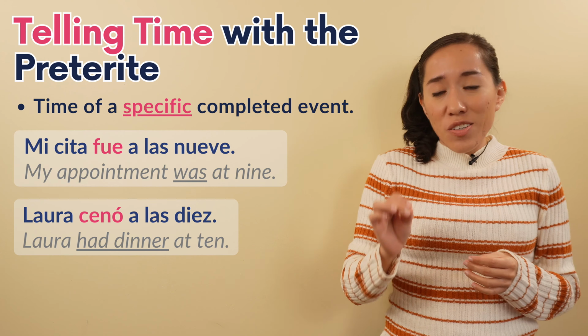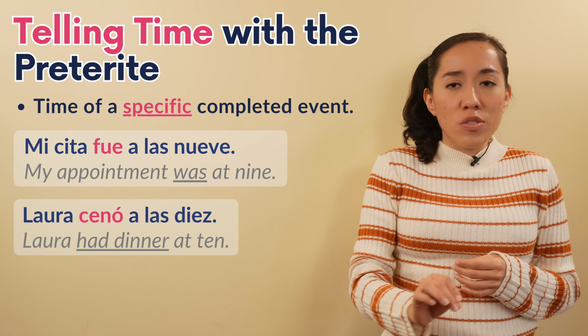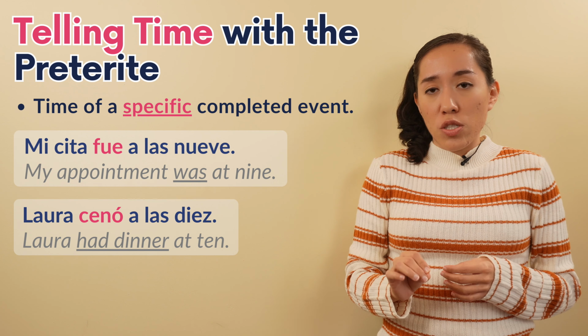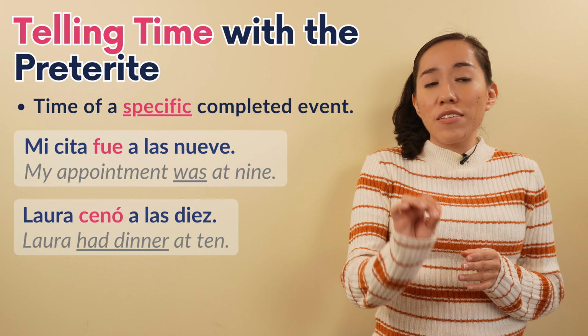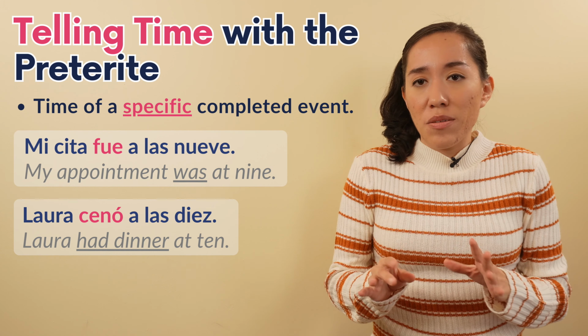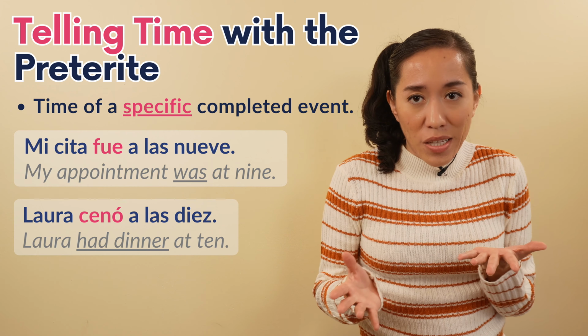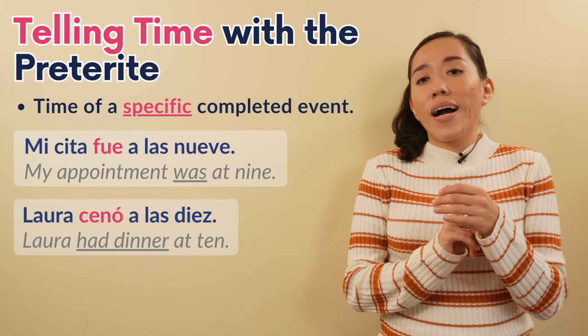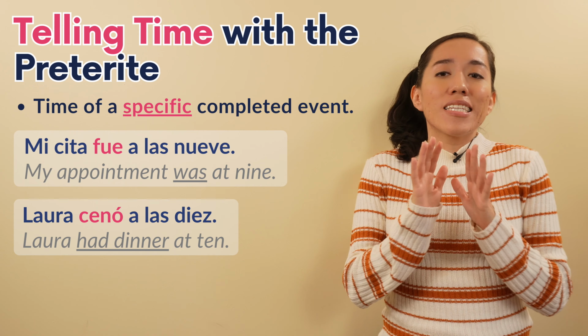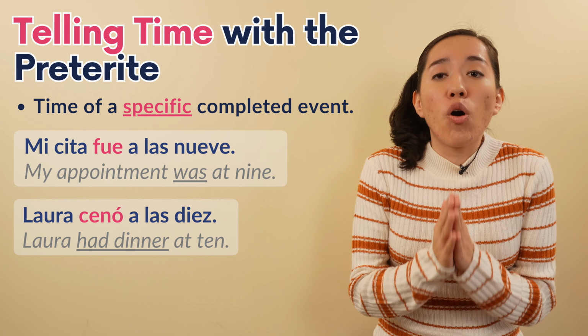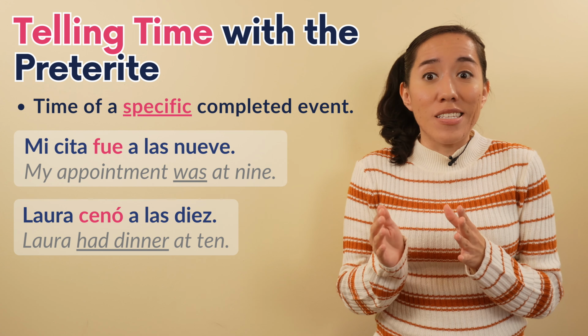Okay, so that means that we're never going to use the preterite to tell time, right? Not so fast. We are going to use the preterite, but we are going to use it in a very specific situation. You see, we use the preterite to tell the time of a specific completed event. For example, imagine it's mediodía, midday, and I tell you, mi cita fue a las 9, my appointment was at 9. This is a single event and it's obviously over, well, because it's 12.